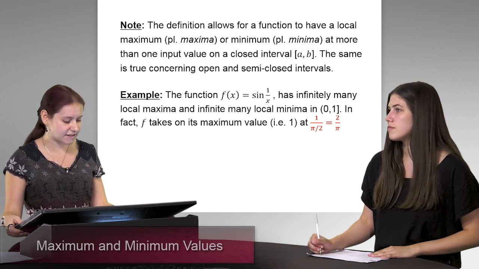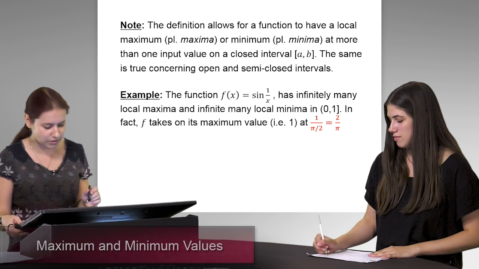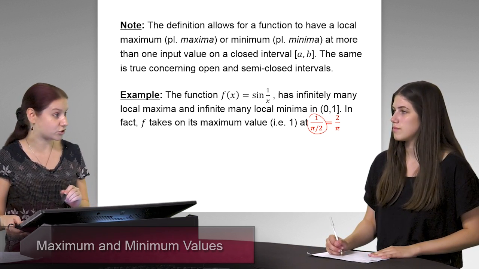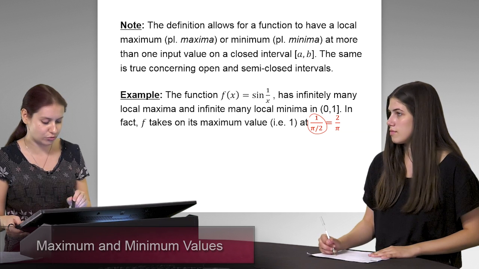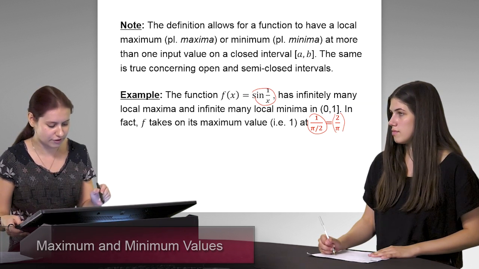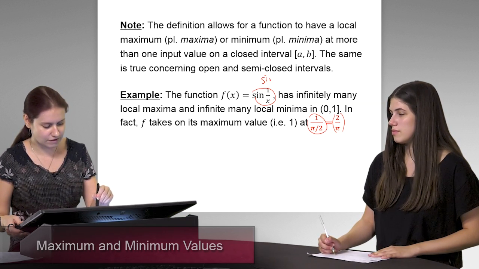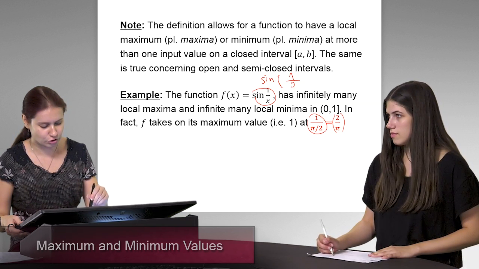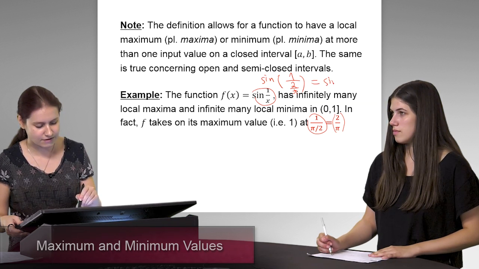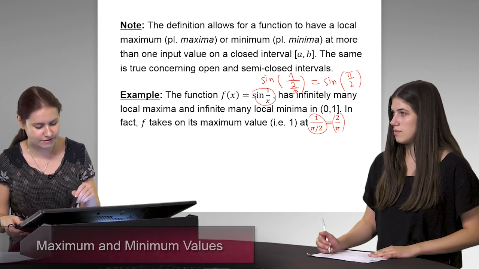Let's see what's going on here. So f here takes on its maximum value, which gives you 1 all the time. If I plug in x equals 1 over pi over 2, which is 2 over pi, why? Because then I will have sine of 1 over 2 over pi, which is sine of pi over 2, which is, do you remember?